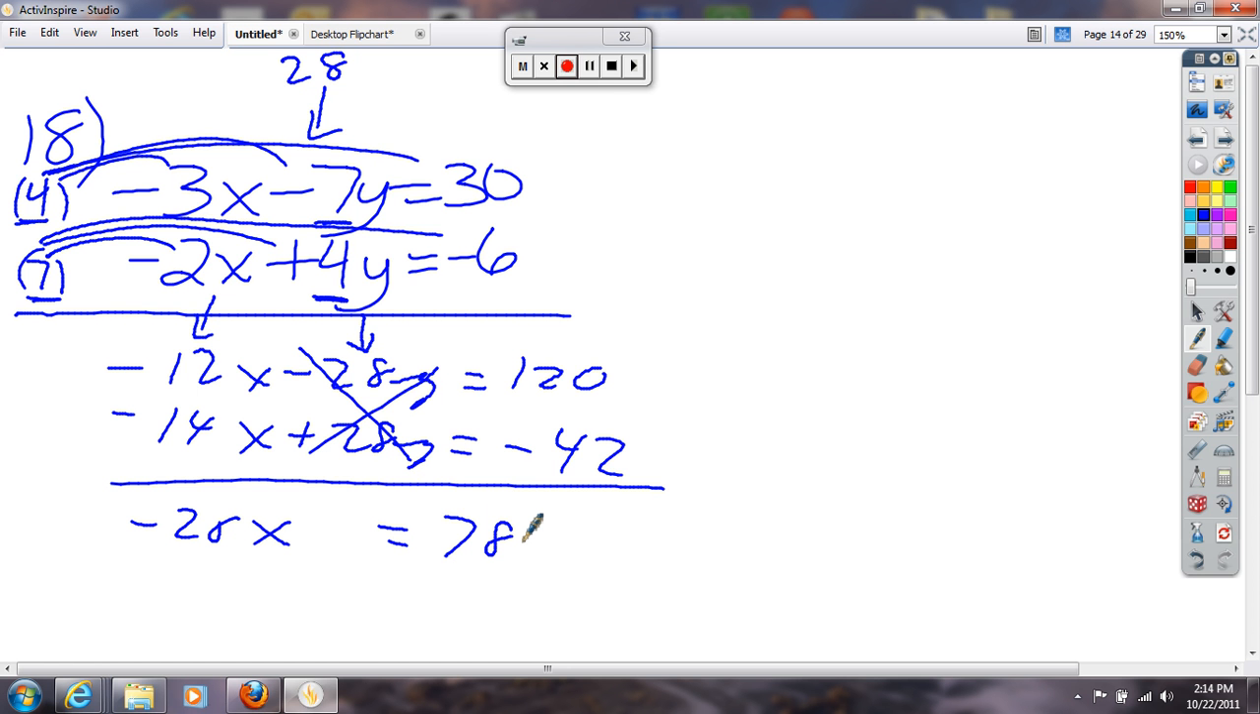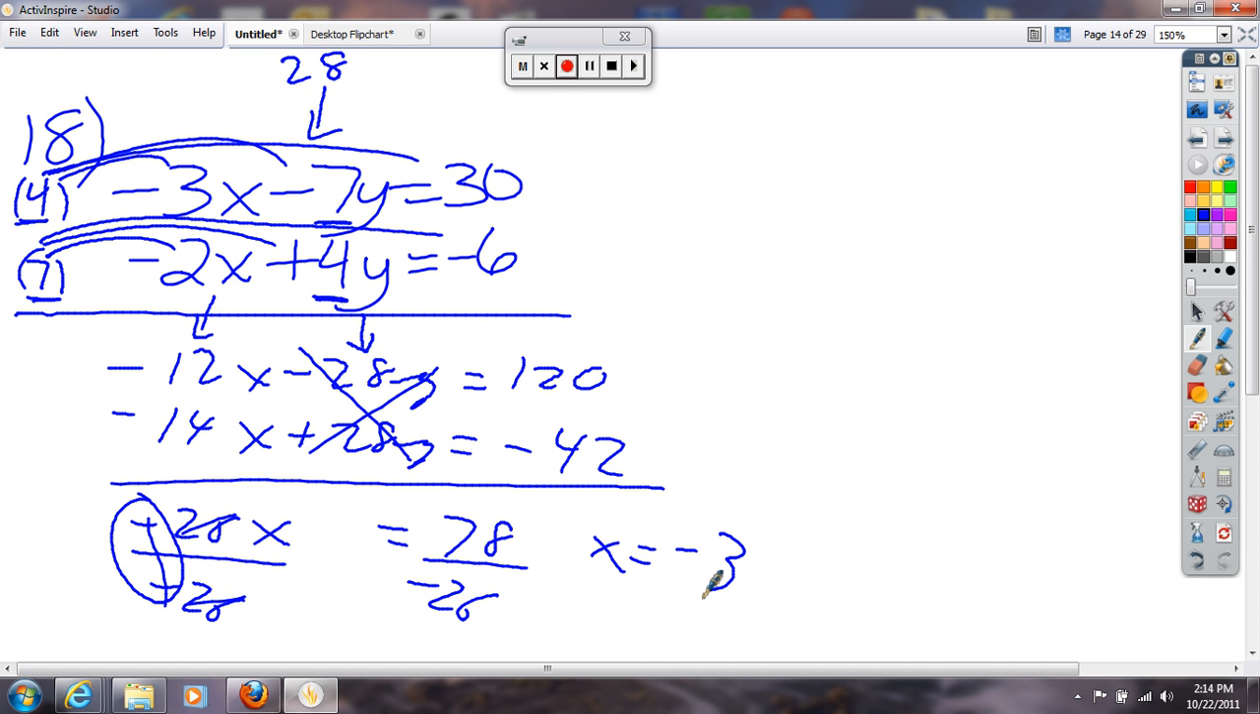And now I divide by the negative 26. Remember, when I divide, these signs have to be the same, and they're going to cancel. On this one, I have to divide by a negative 26. And when I do that, I get x equals, positive and negative is a negative. 26 goes into 78 3 times. So I get negative 3 for x. And now I need to find y.